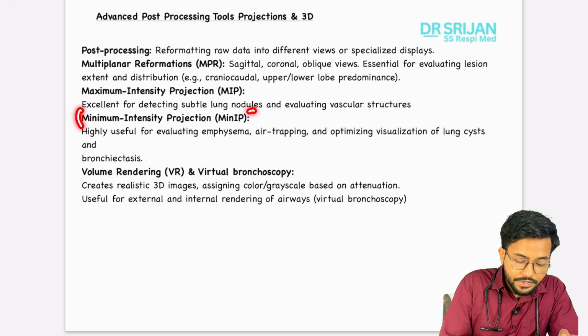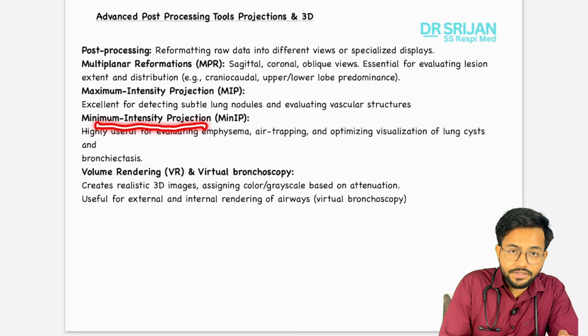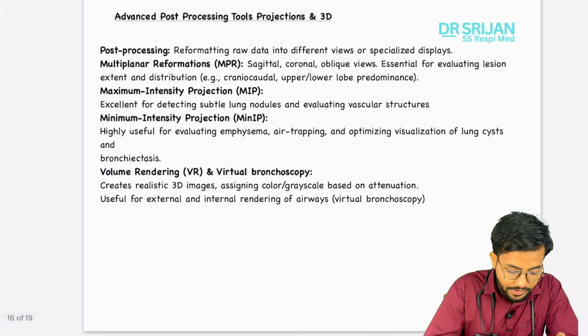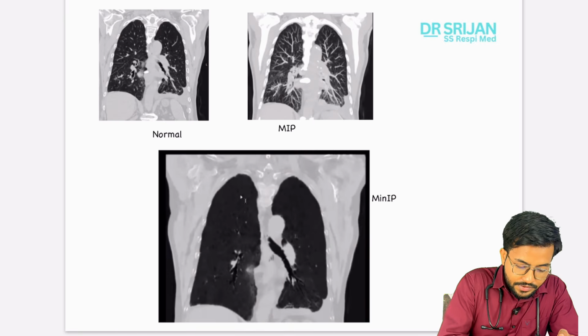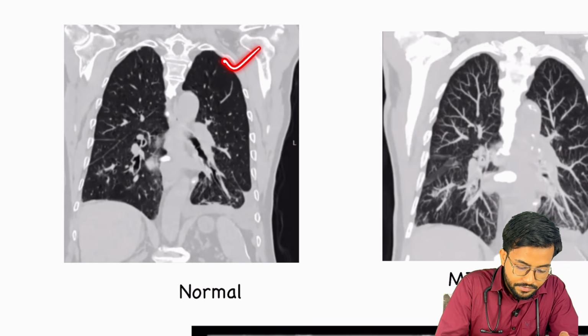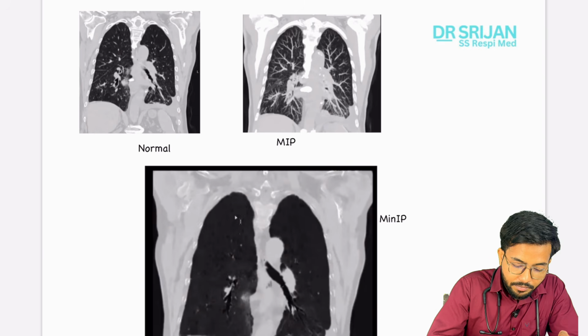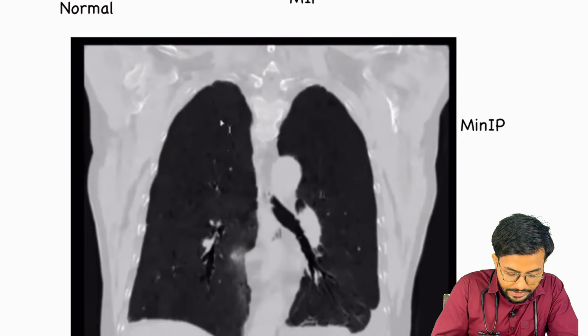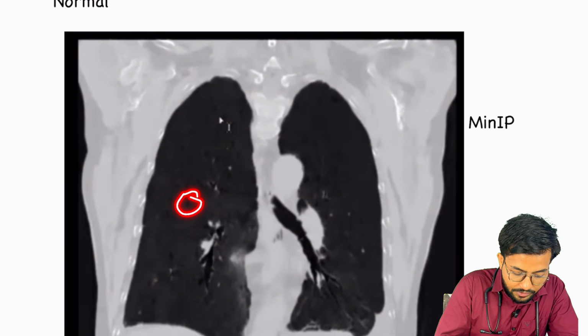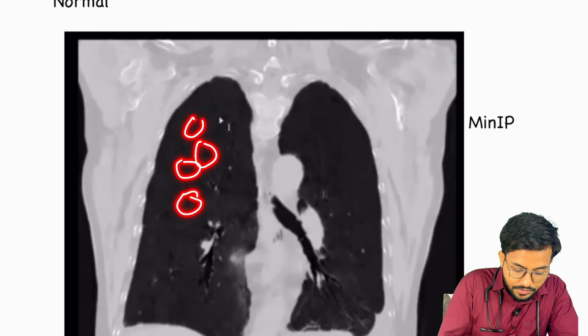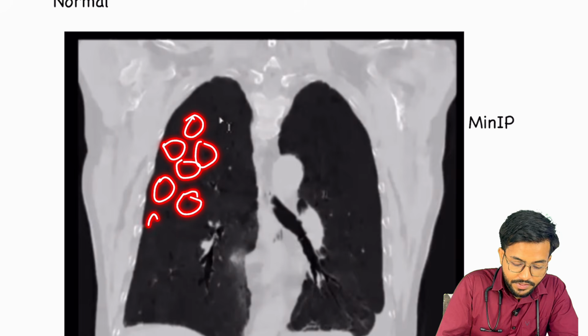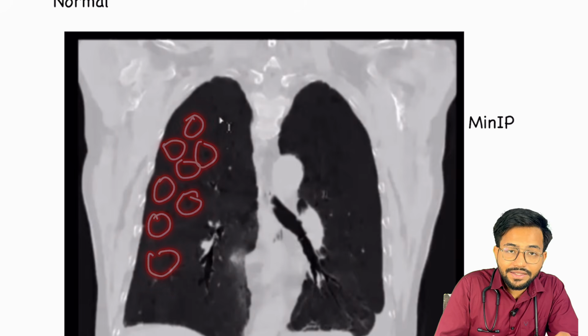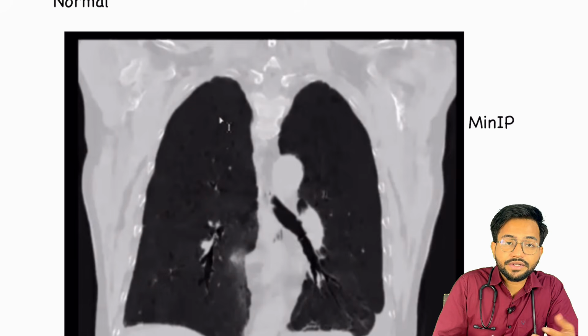The same goes with MINIP. MINIP means minimum intensity structures will be highlighted. I will show you in a second. This is a normal image versus this is a MIP image of the same patient, and this is a MINIP image. If you observe clearly, you will see black dots. So low density structures or minimum intensity structures are projected out.